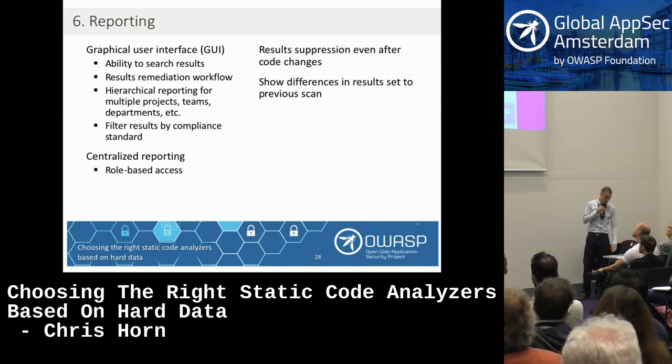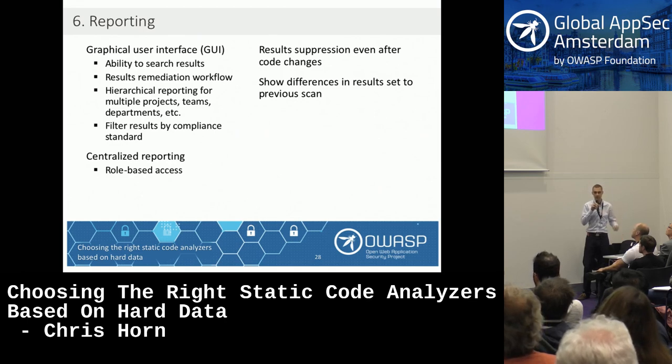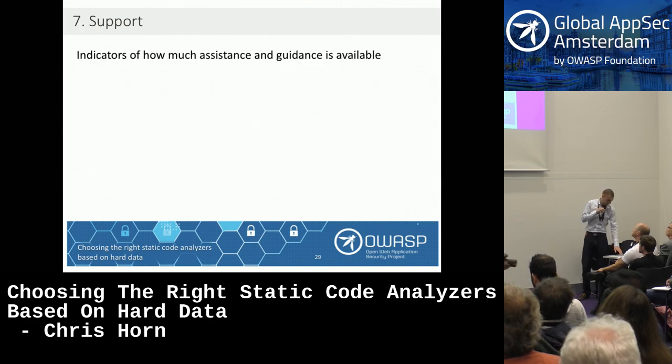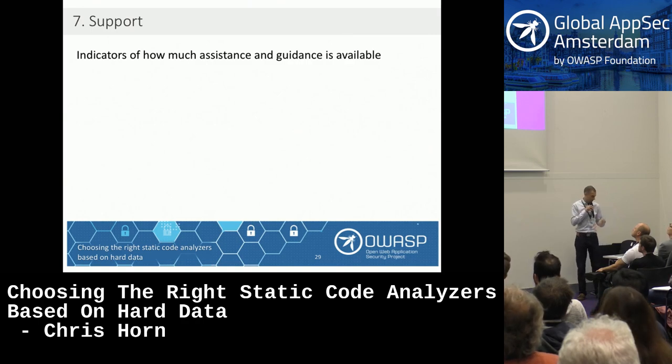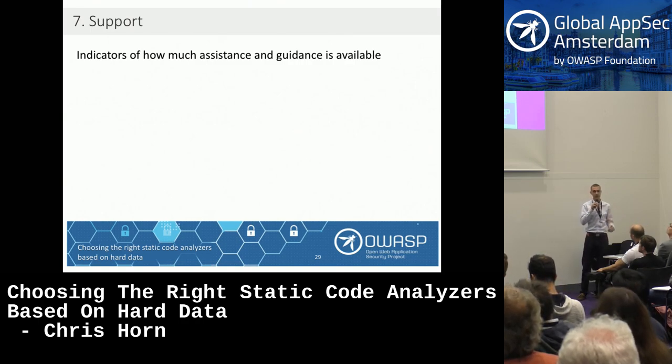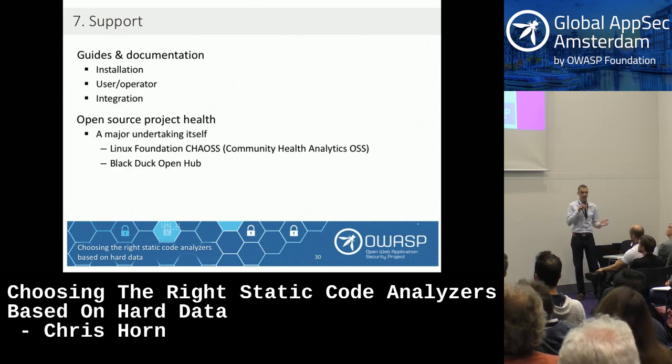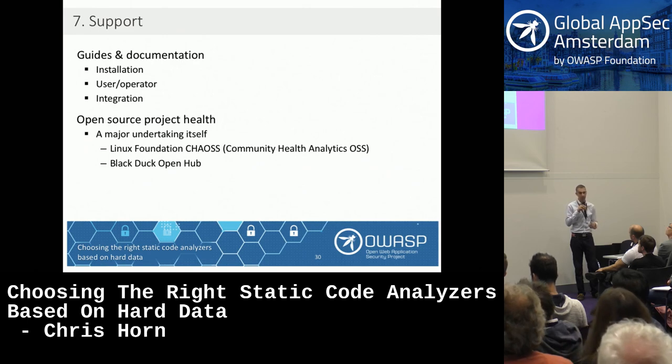And then also showing differences. Some tools with that web GUI can show you the difference in the analysis results between commit revisions. And so getting to the end of this first section of the questions is support. It's basically about how much guidance and assistance information is available to you. We track this in Compare with the presence of documentation and guides, for installation, for the user, and then integration guides specifically for tying it into CI systems and things like that.